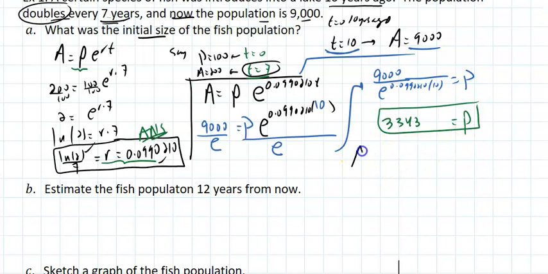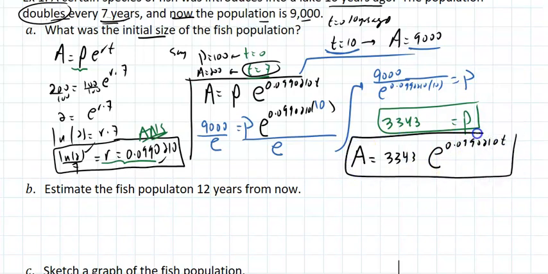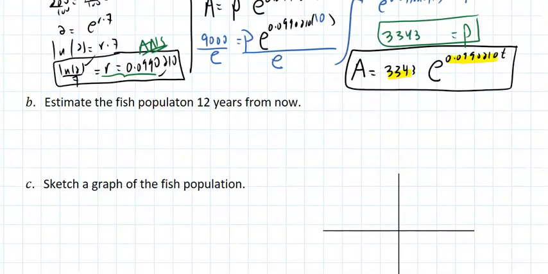So now I know the amount present at any given time is 3,343 people, e to the 0.0990210 t. That goal is always to find the initial population and the rate of increase or decrease. Now I could answer any questions they have. They say, estimate the fish population in 12 years.